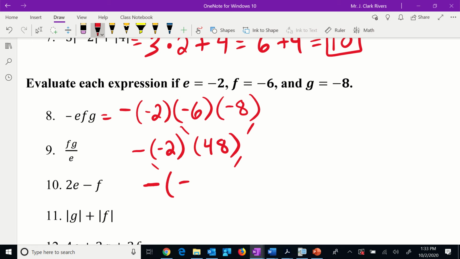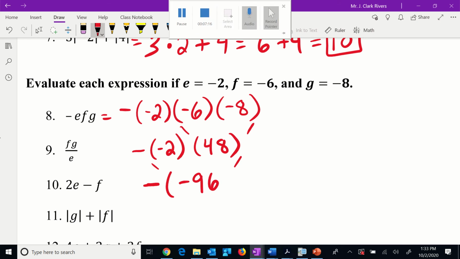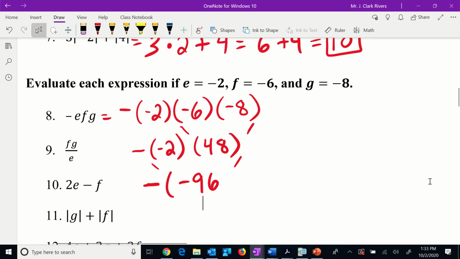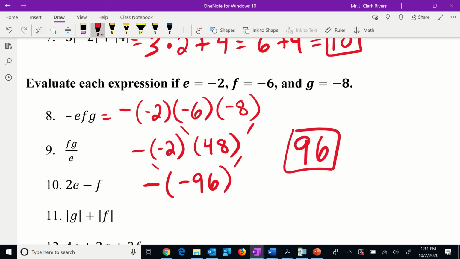2 times 48, well, what's 2 times 50? 2 times 50 is 100, so we're 2 short of that, and we're doubling it, so we're going to be 4 short of 100. So this is negative 96. Another way to think of this is 40 times 2 is 80. 8 times 2 is 16. 16 plus 80, 96. There you go. All right, now the opposite of negative 96. What's the opposite of negative 96? It's 96.